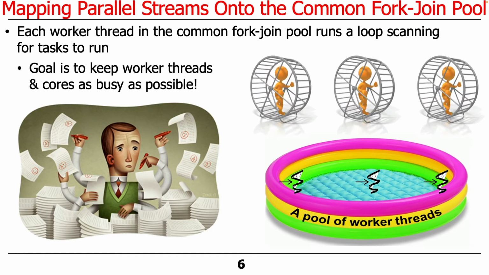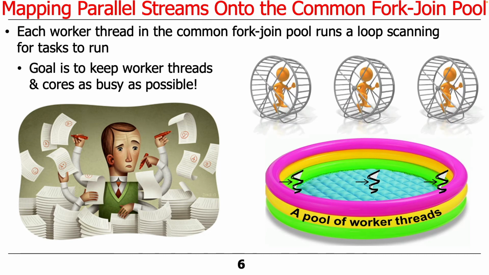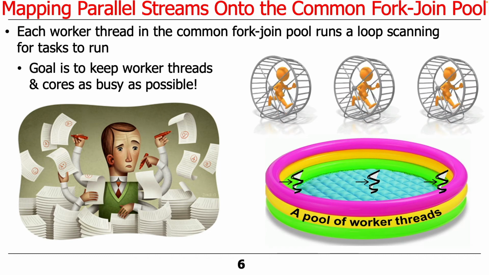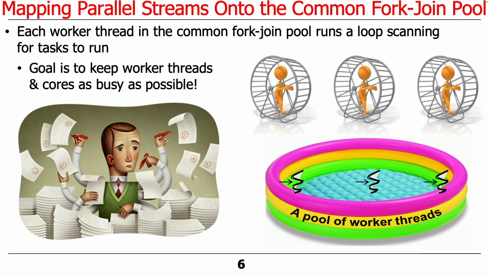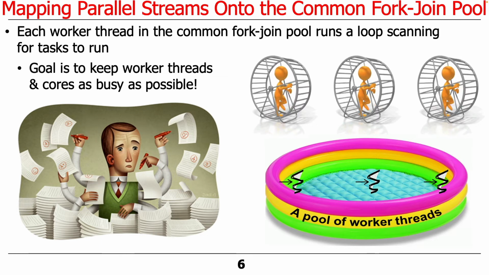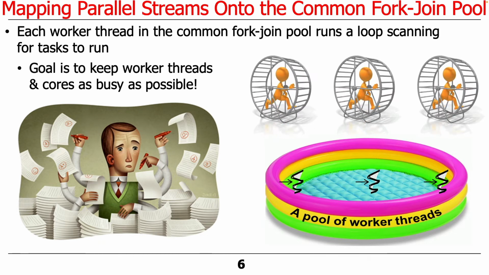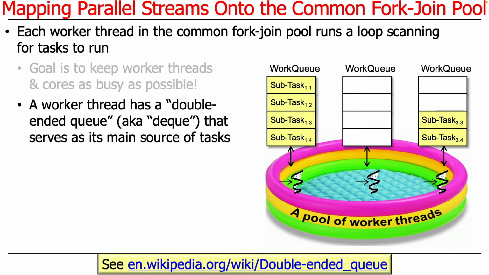The goal of this design, the goal of the whole common fork-join pool framework, is to keep the worker threads, these guys here in the pool, as busy as possible. We want them to spend all their time computing because that's why they exist. Their purpose in life is to serve at the pleasure of tasks that come from outside. The way this works under the hood is that each worker thread, each of these platform threads, these real Java threads or classic threads, has a double-ended queue, commonly referred to as a deque, and that serves as the main source of tasks for each worker thread.